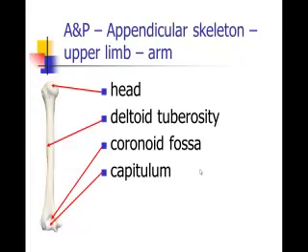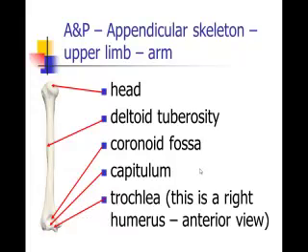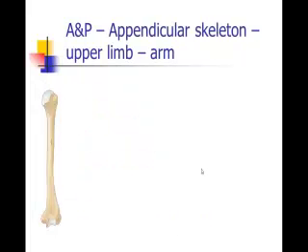We have the capitulum, and the capitulum is where the head of the radius articulates. And if you translate capitulum, it means little head. We also have the trochlea, and the trochlea is going to articulate with the trochlear notch of the ulna. And again, this is an anterior view.